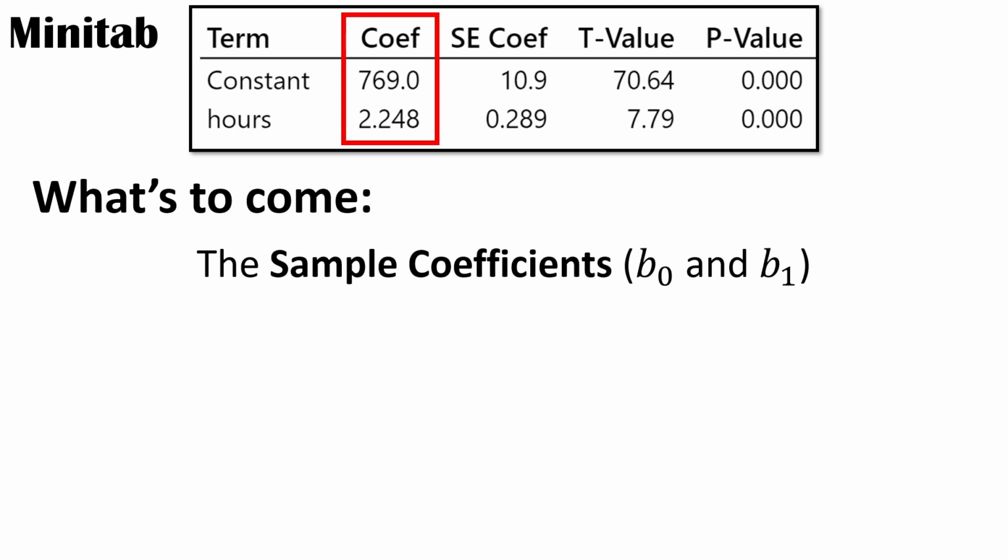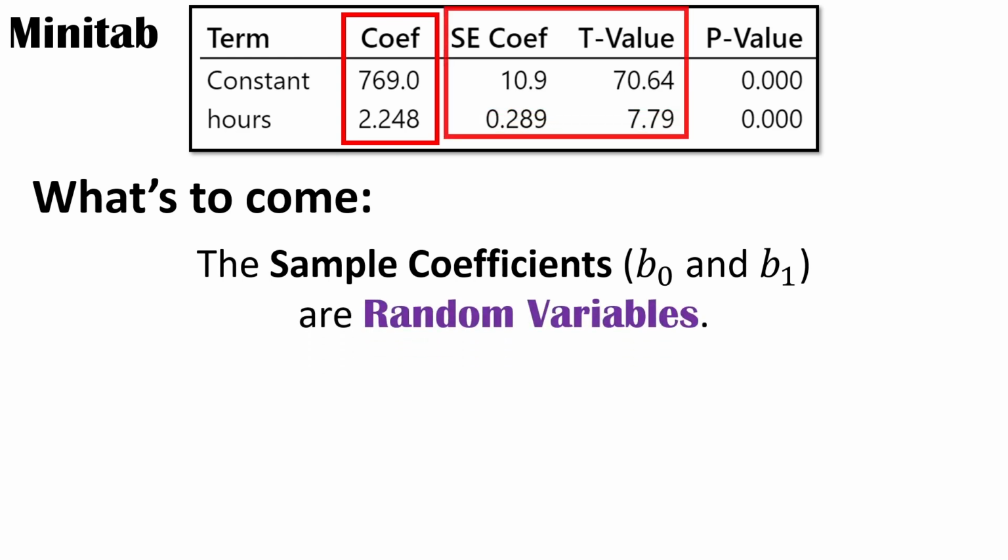If we took another sample and did the same analysis, our B0 and B1, our slope and intercept, would probably be different. What that means is B0 and B1, our sample intercept and sample slope, are random variables. So they have an associated measure of uncertainty, an associated standard error. The SE coefficient column gives the standard error of the coefficients.